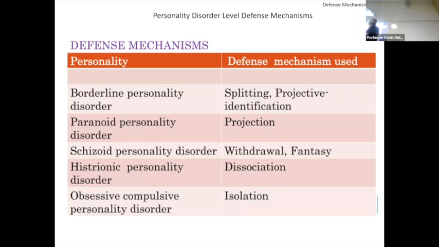Splitting and projective orientation for borderline. Paranoid personality disorder, they do a lot of projection. Schizoid does a lot of withdrawal. This is the main thing. And a lot of living in the fantasy world. By the way, living in a fantasy world, not being able to distinguish fantasies from reality, is a big red flag for anybody you're going to see, depending on how much they live in their fantasy world. Big red flag. Histrionic people dissociate a lot. Obsessive compulsive people isolate a lot.